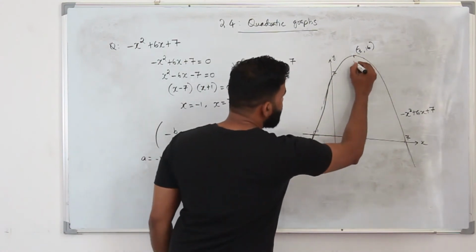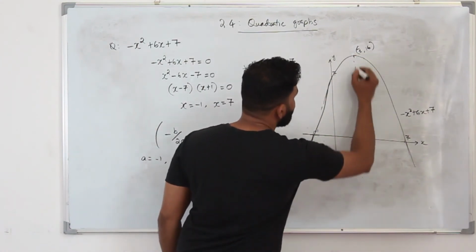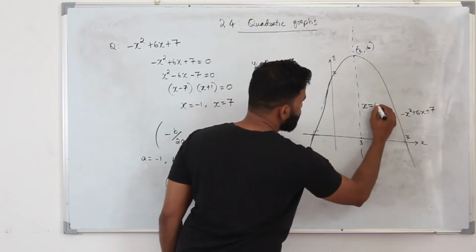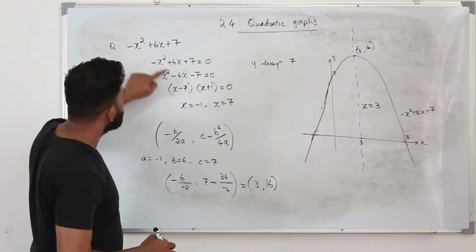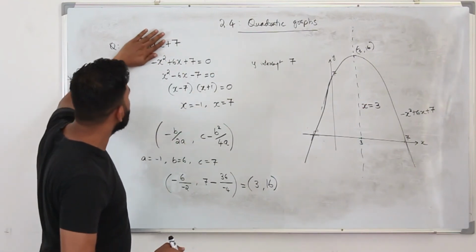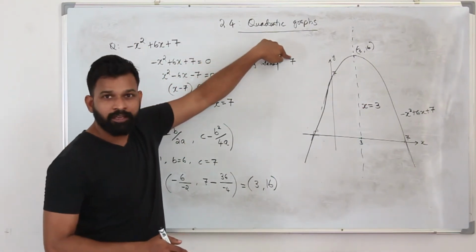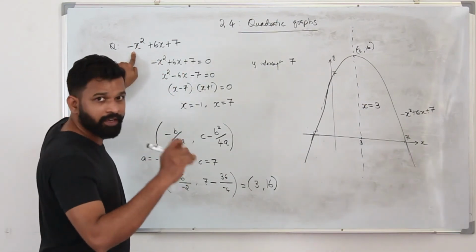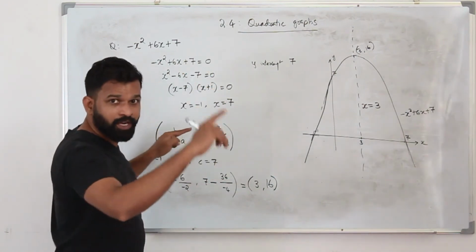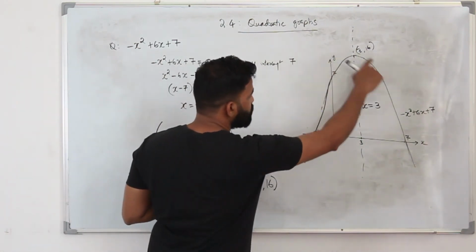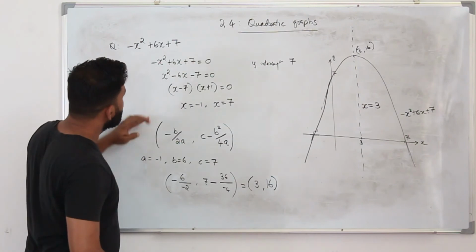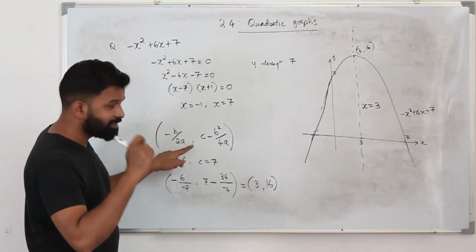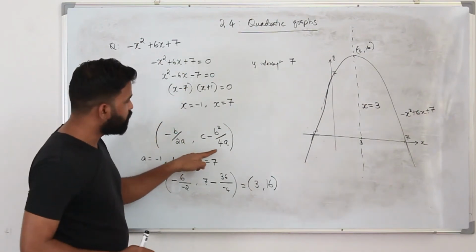Now draw a line here. This line is the line of symmetry. The equation is x equals the x coordinate, 3. That's it. First solve, find the x-intercepts. Replace x by 0 to find the y-intercept. This is very important: look at the coefficient of x squared. If it is positive, it's a U-shaped curve; for this it's negative, so it's going to be an upside down curve. Then find the turning point: minus b by 2a, comma, c minus b squared upon 4a.